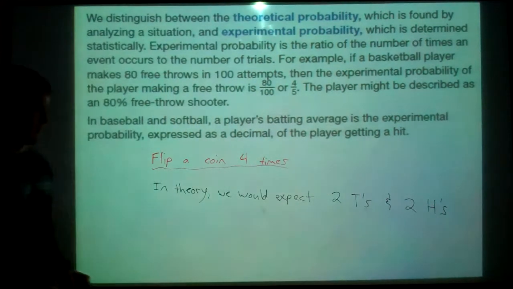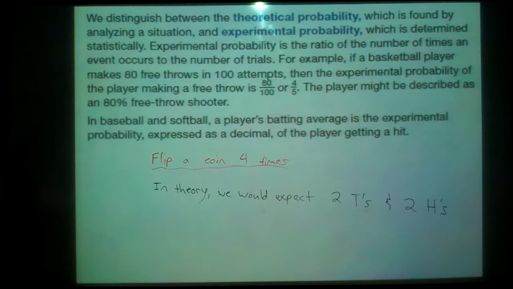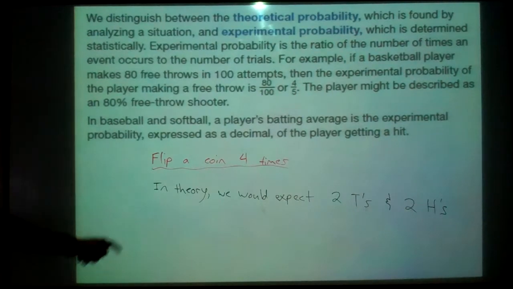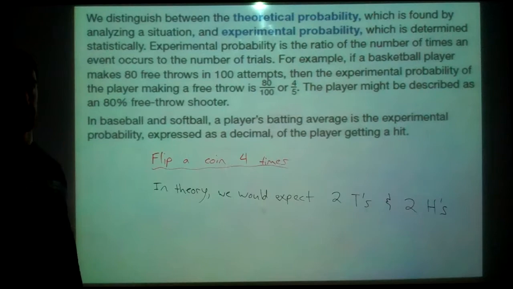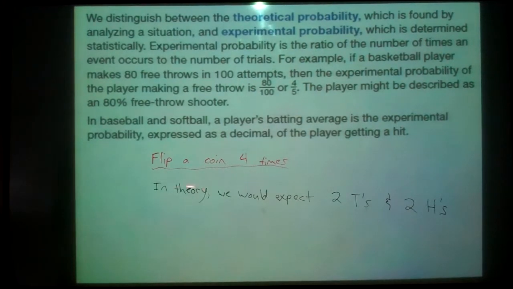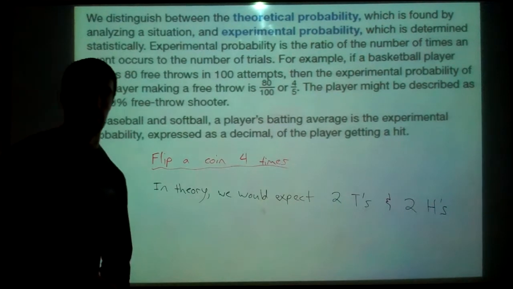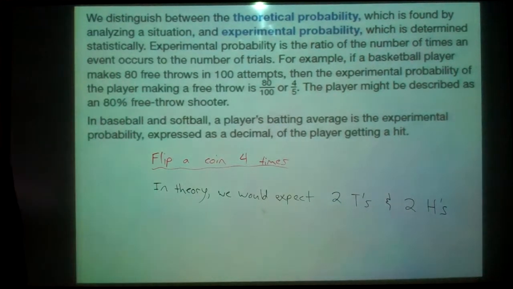The reason we would expect 2 tails and 2 heads in 4 flips is because you have a 50-50 shot of getting a tails or a heads because there's only 2 outcomes or 2 possibilities there. So in theory we would expect to get 2 tails and 2 heads, or see our probability be 50% basically.